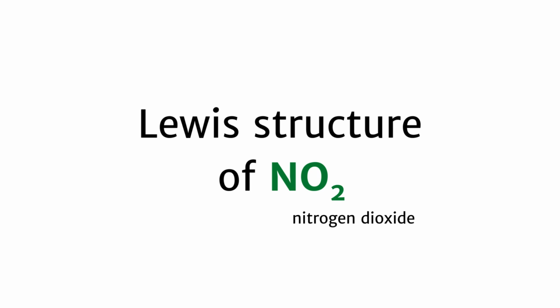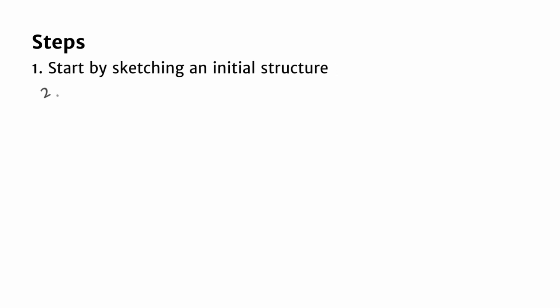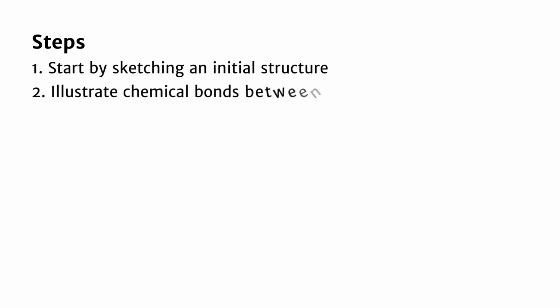Let's sketch the Lewis structure of NO2, also recognized as nitrogen dioxide. To accurately depict the Lewis structure of NO2, follow these steps. Start by sketching an initial structure. Illustrate chemical bonds between the atoms.